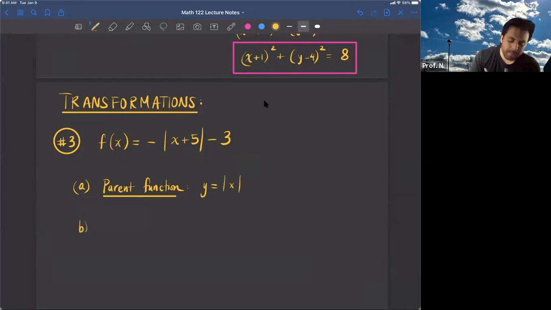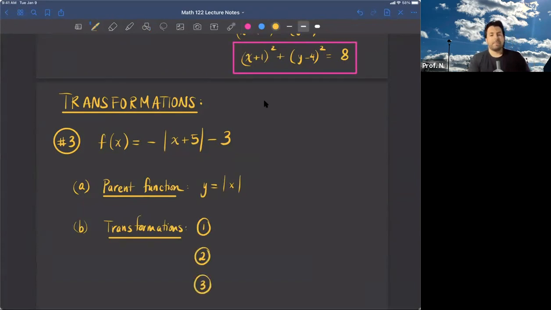Okay, part B. Part B, it says apply transformations. So what are the transformations? How do I identify the transformations? I must look at the algebraic commands. So I look at my function here, and what do I notice? I have a negative in front of the absolute value. I have a plus 5 next to the x, and I have a minus 3 outside of the absolute value function. So who can tell me what are the transformations that I have applied here?